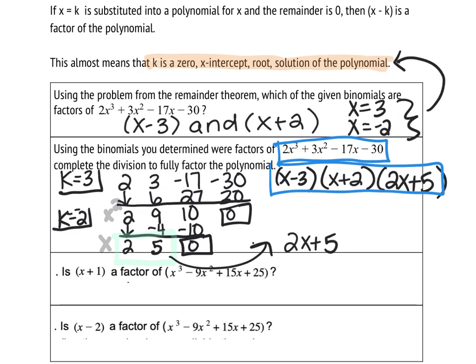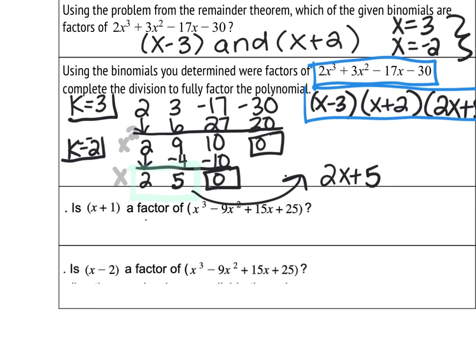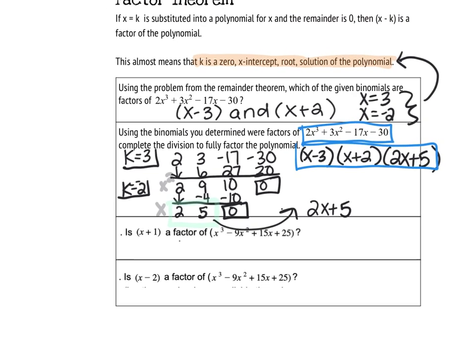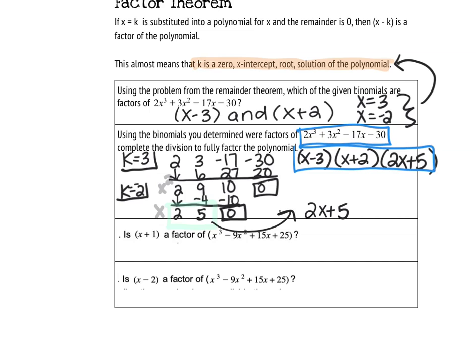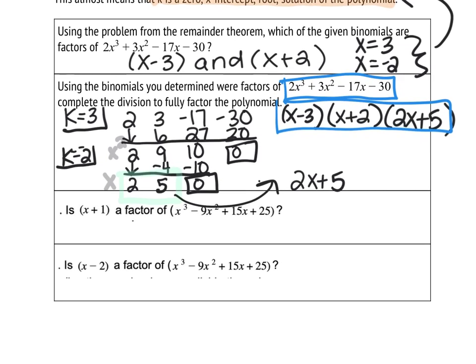So now we're just going to do some basic practice. The next problem says, is x plus 1 a factor of this polynomial? So how do I know if it's a factor or not? Well, I can do synthetic division, I could do long division, or I could use the remainder theorem to figure out if it's a factor. Remember, my k value for this problem is going to be negative 1, and this says that if I plug in negative 1, in order to be a factor, it has to equal 0. So we're going to test that out.